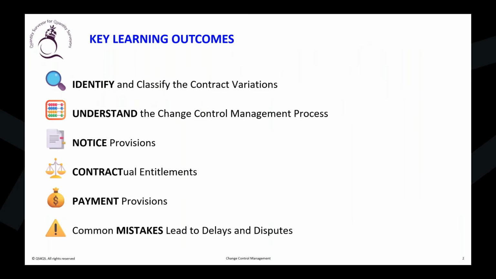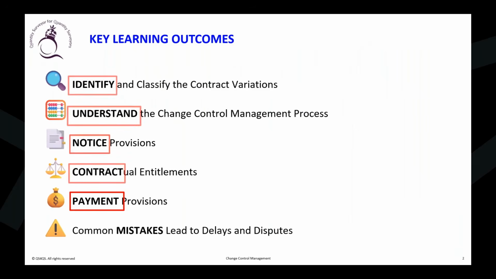So now I will point out some key wording here. Identify and understand: this is all about having knowledge of the contractual scope of work and your contract. Then you should know the notice provision and your contractual entitlement. Again, it's all about the contract. And you should know how to price your variation and how to avoid mistakes. So these are the key terms we are going to focus on throughout the webinar today.